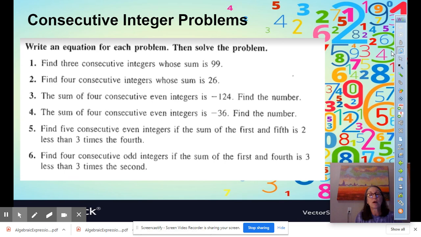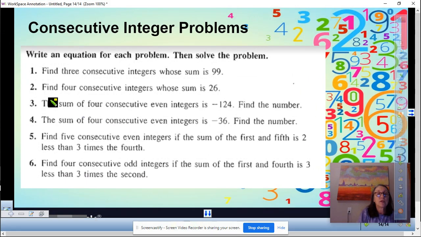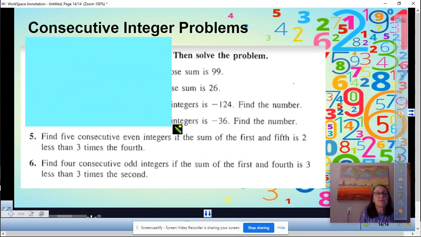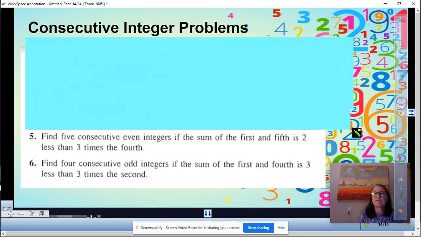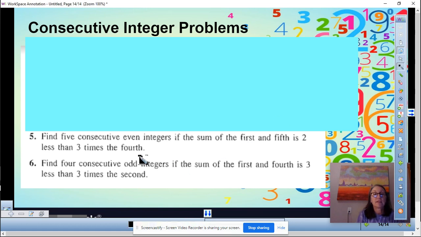So here we have some other problems. I thought I might do one of these more difficult ones with you. It tells me to find 5 consecutive even integers if the sum of the first and fifth is 2 less than 3 times the fourth. Oh my word, that's a crazy problem.